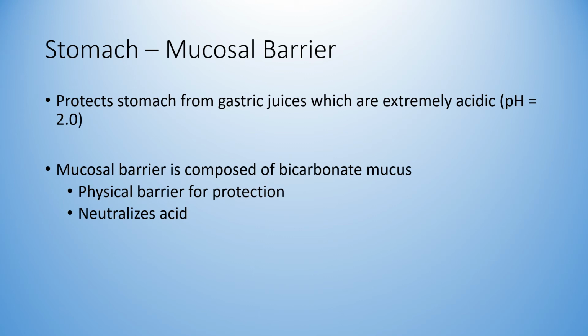This mucosal barrier of the stomach is helping to protect the stomach itself from all of those gastric juices that are so acidic, as we've been talking about. It's composed of bicarbonate mucus, so it acts as a physical barrier, and then the bicarbonate will neutralize the acid. Oftentimes someone has an ulcer, it's interfering with that mucosal barrier, and so then that's when you start to get damage of the stomach lining, because the mucosal barrier is not there.